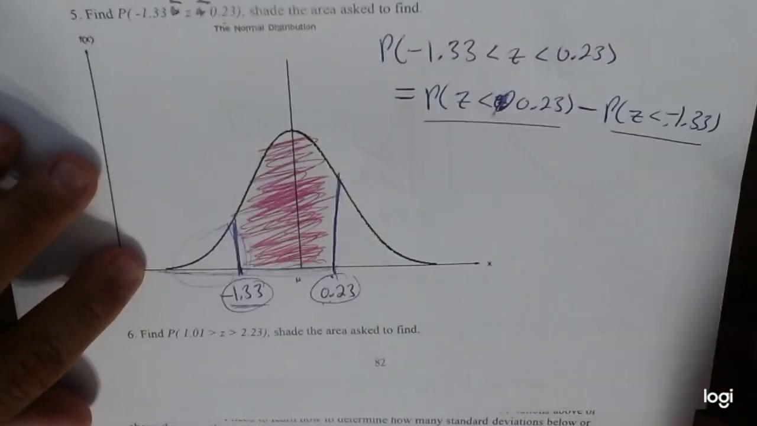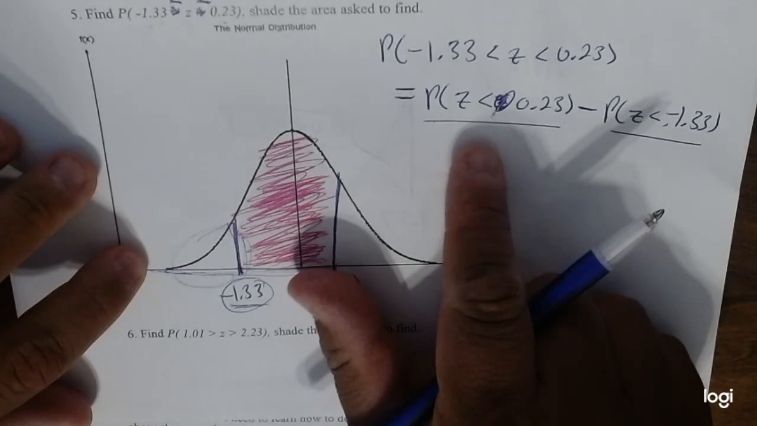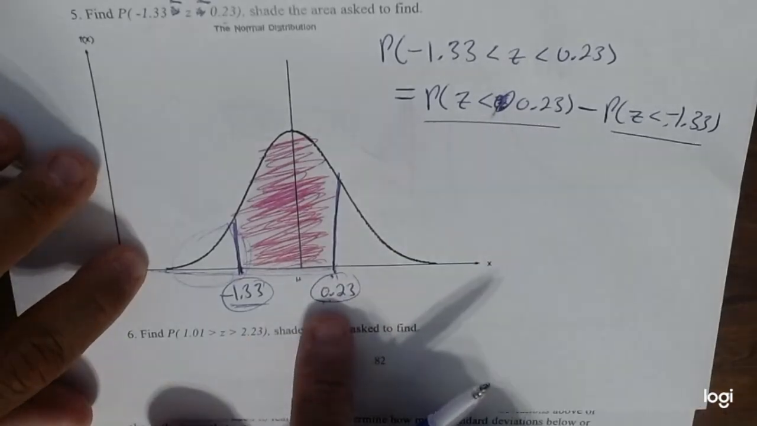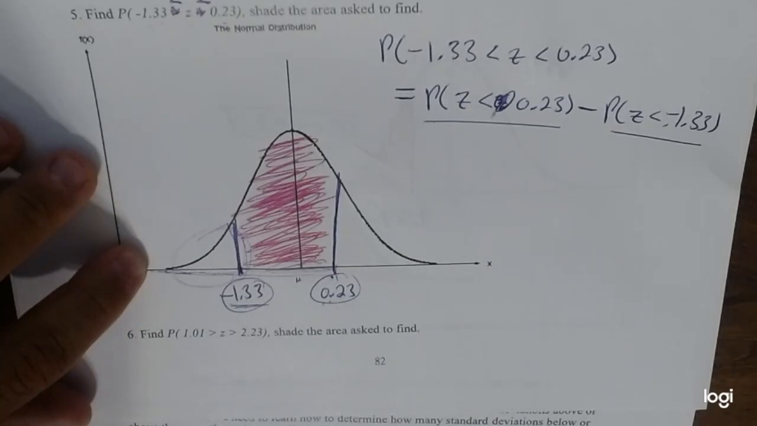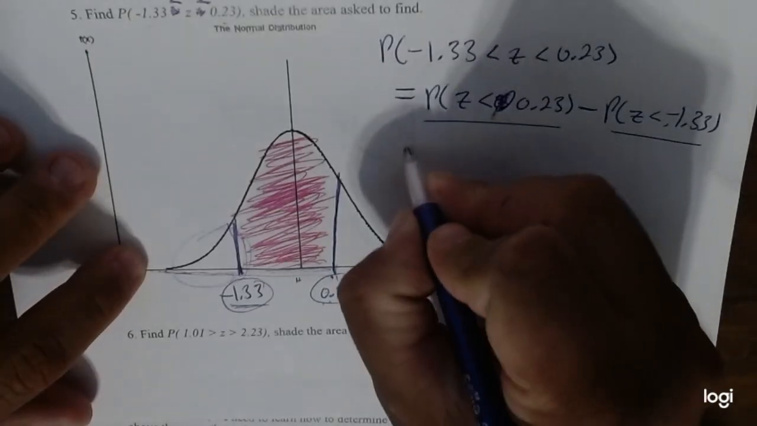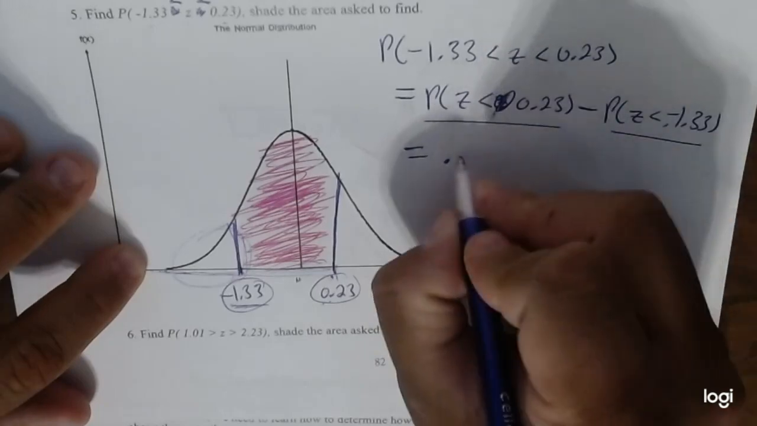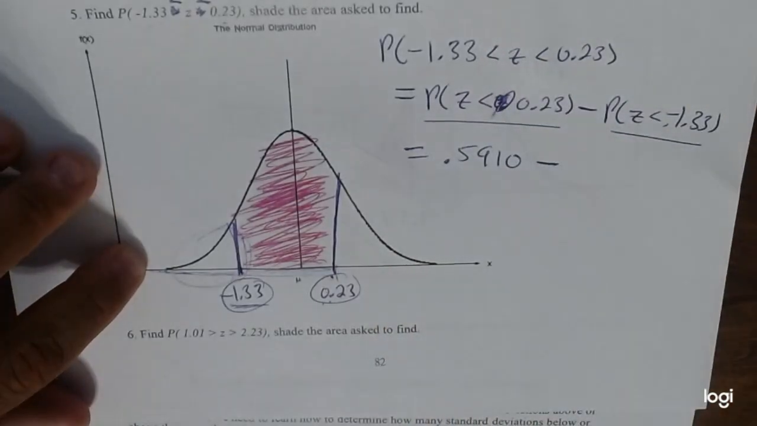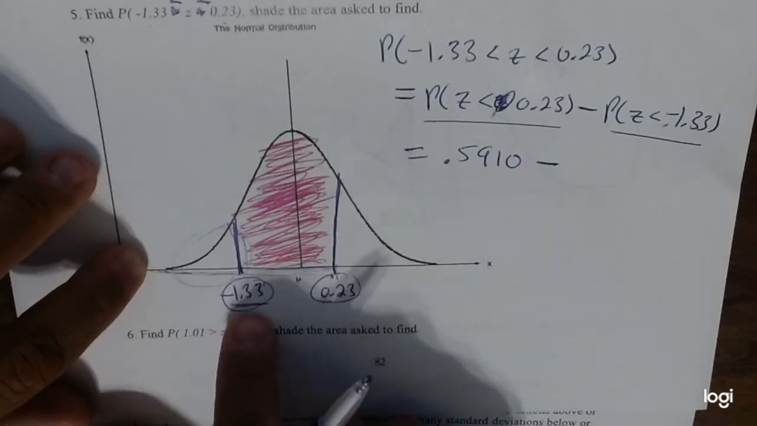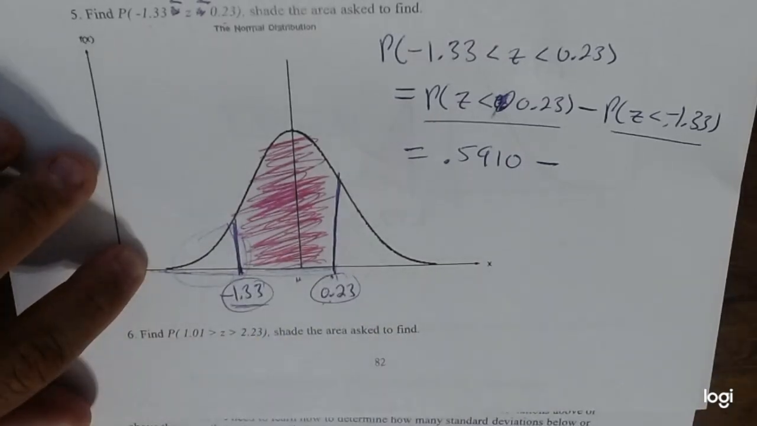Okay. So first, we got to find the area to the left of this z-score. And I was just looking at a table, right? So first two numbers are 0.2. Last number is a 3. So that's going to be 0.5901. And minus the area to the left of this z-score. So once again, just look at the table, negative 1.33.